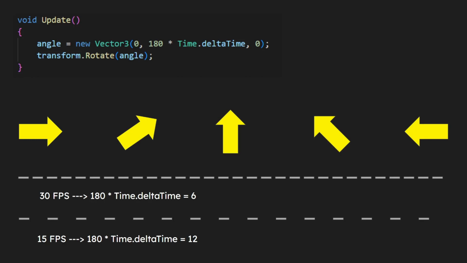So I don't even need to have two different slides here, because whether it's at 30 FPS or 15 FPS, the rotation is going to be the exact same. So you can see that down there, 180 times Time.deltaTime at 30 FPS is 6, and 180 times Time.deltaTime at 15 FPS is 12. So we have this corresponding increase in rotation amount when we have a decrease in frame rate. So that makes sure that in the same amount of time, the arrow ends up in the same place.